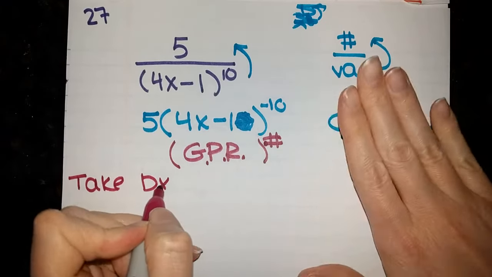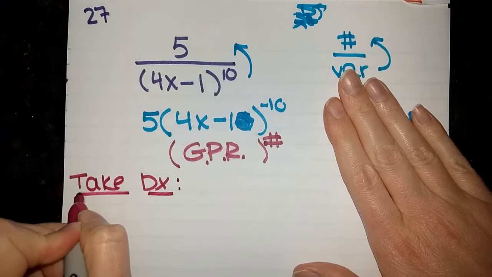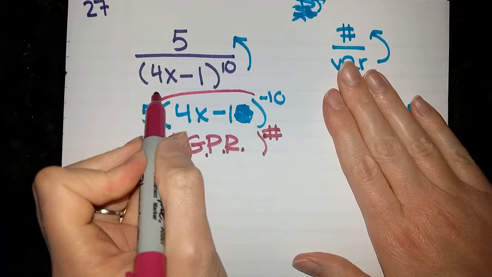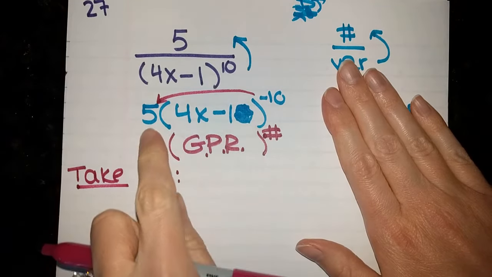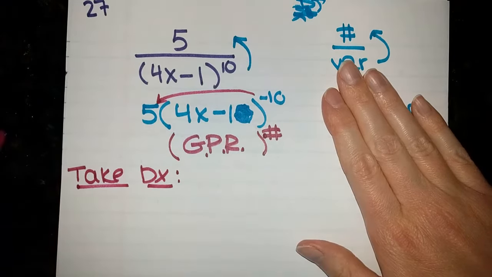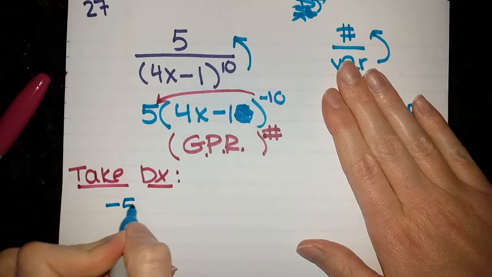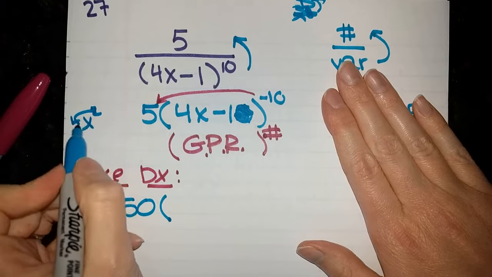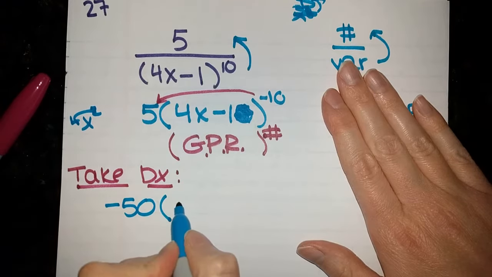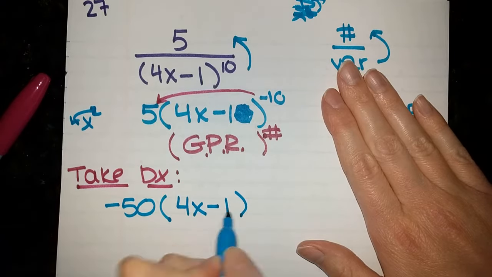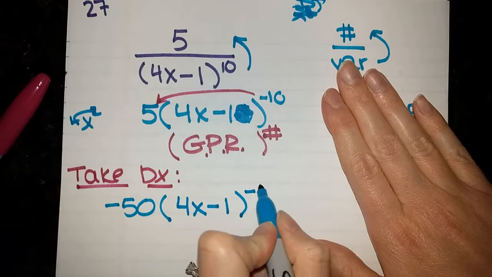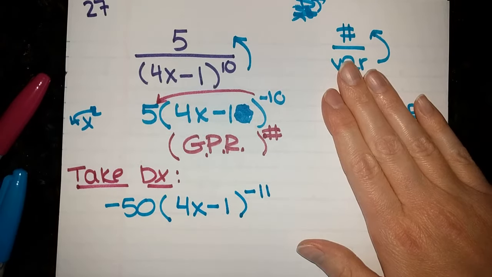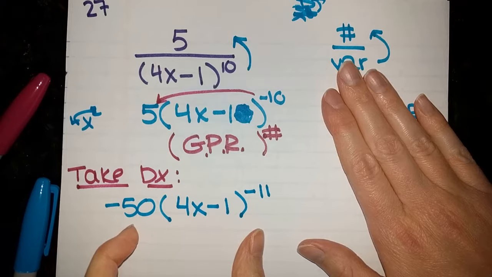and now I'm going to take my derivative, and I'm going to use the general power rule to take the derivative. So I'm going to bring down the exponent just like I always would, and I'm going to multiply 5 times negative 10. So that gives us negative 50. Then just like if I have x squared, I bring down the 2, I keep it as x. I'm going to keep the base as 4x minus 1, and then subtract 1 from the exponent to get negative 11. Now, that would be my quote-unquote derivative of the outer.